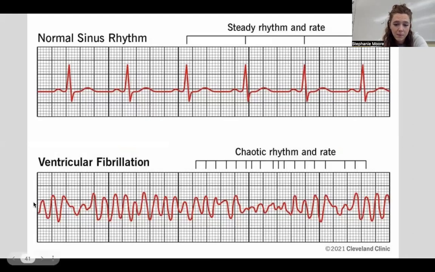Then I have VFib, and it looks bad. You can't distinguish anything. You can't distinguish a P wave, QRS, T. It's just bad. Chaotic rhythm, it's fluttering. No blood is actually being propelled to maintain blood pressure and to get oxygen to the body, which are the two main functions, remember?